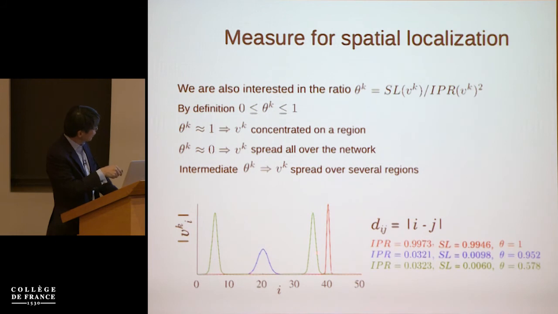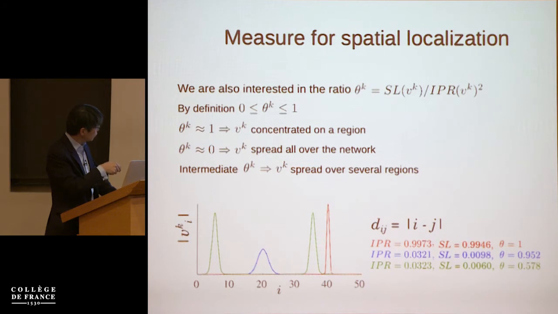So for example, you start with the red example. These are nodes. This is an eigenmode. You see that for this red example, it's very localized, and also the nodes are together in space. So IPR is close to 1, SL is close to 1, and theta, this ratio, is also 1.